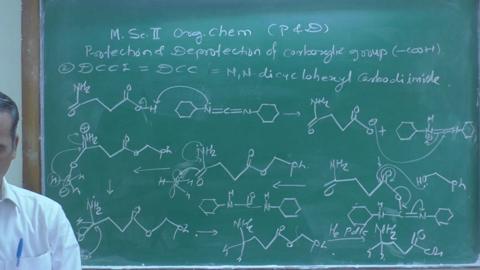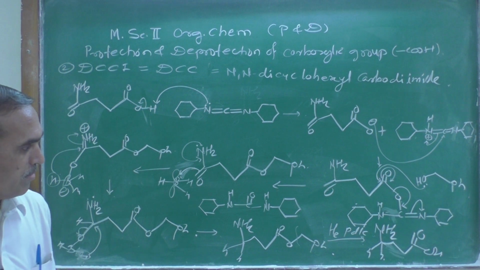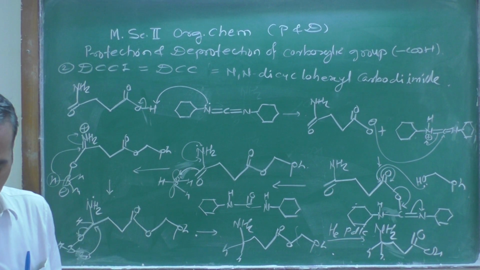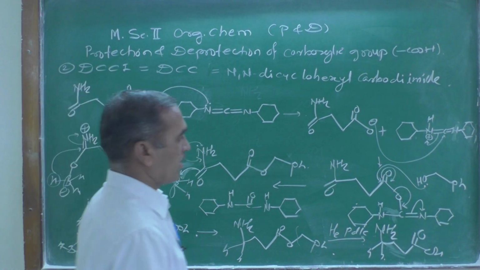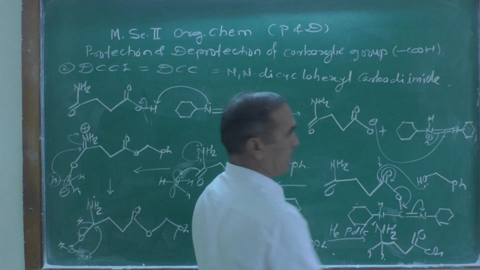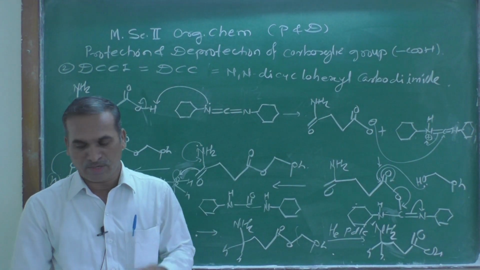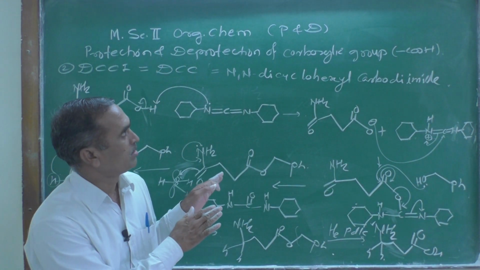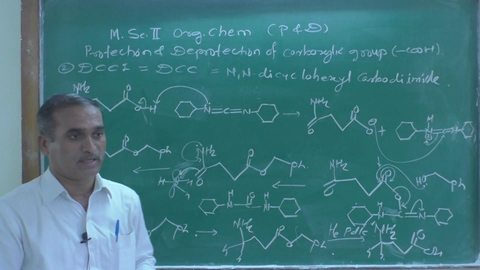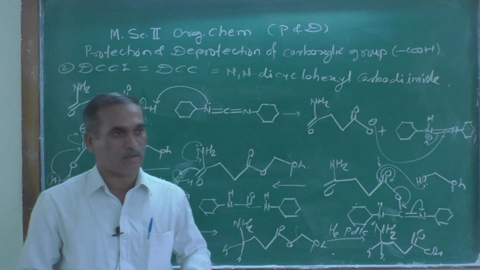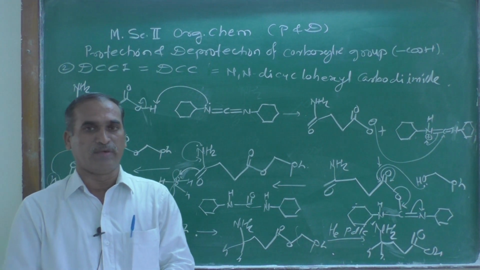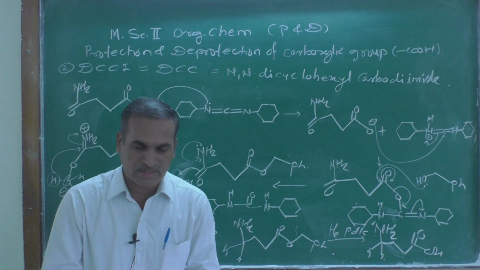So in this way we have learned how the mechanism takes place. With the suitable example we have seen DCCI as the second one, and the third protecting group used for the carboxylic group we will see in the next lecture.